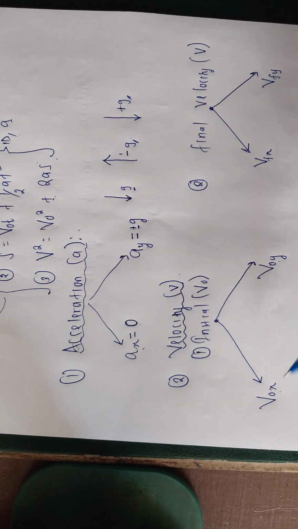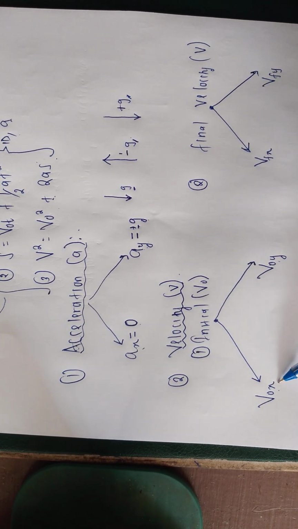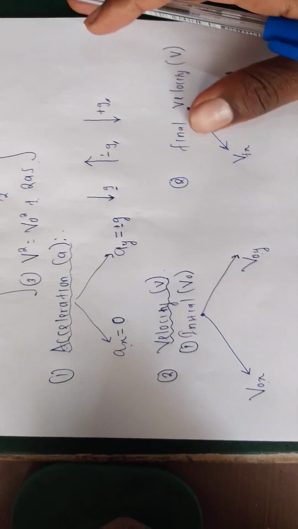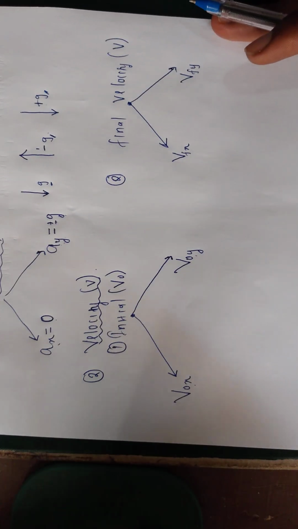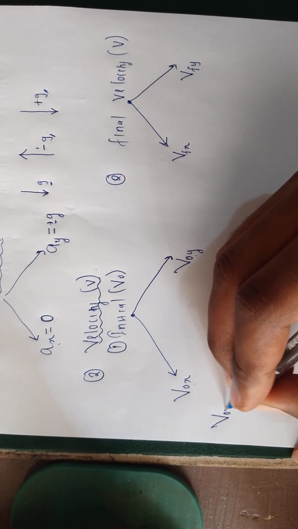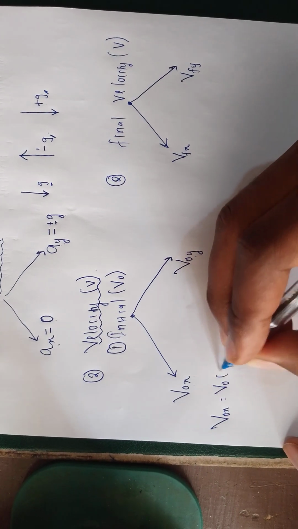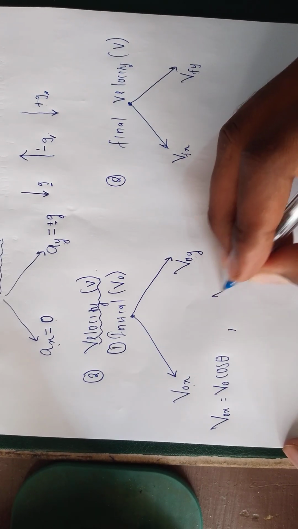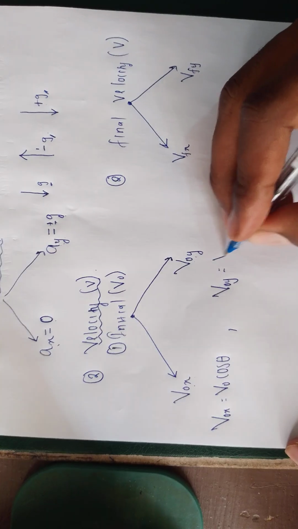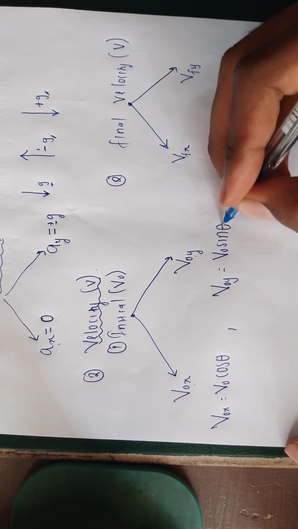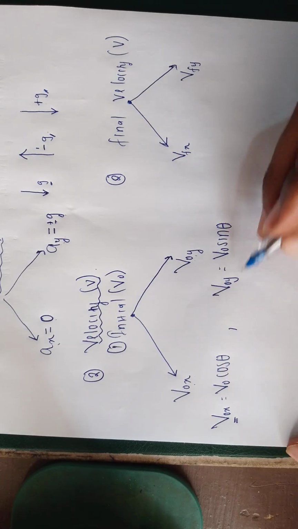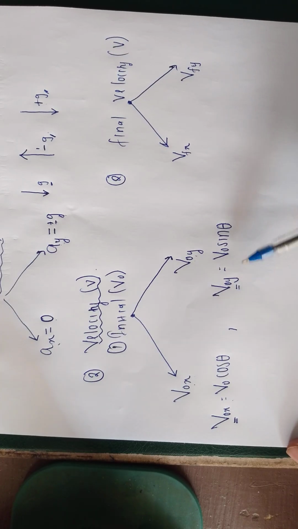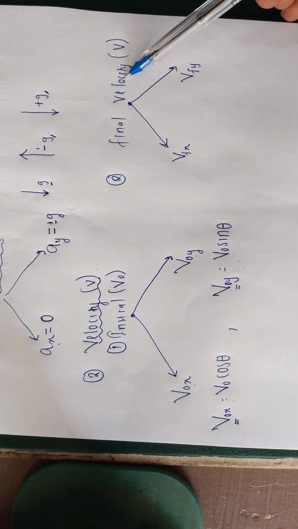Okay, so how do you find the initial velocity in the x? We said the initial velocity in the x is going to be given by the initial velocity cos theta. For the initial velocity in the y, you say it is going to be given by v sine theta. So for all the questions that you will come across, always remember to resolve your velocity into the x component and the y component. Same applies to the final velocity.